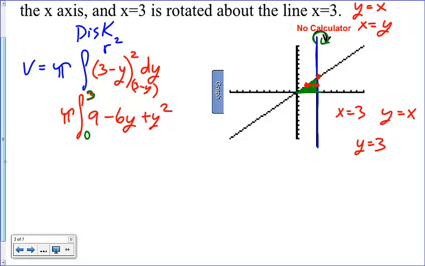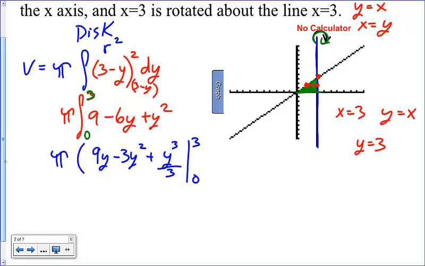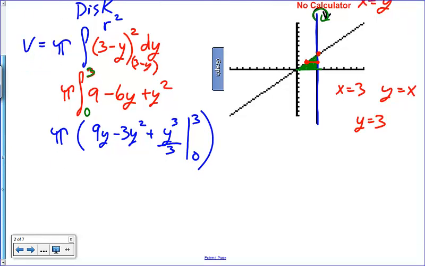We just simplified. So we're going to have 9y minus y squared, I'm going to divide by 2, so I'm going to get a 3, plus y cubed over 3. And we're going to evaluate that from 0 to 3. Again, feel free to pause the video if people want to catch up or ask questions. Don't forget we're going to have a pi out here. I would do that last. Forget about pi until the end. Just have your answer in terms of pi.